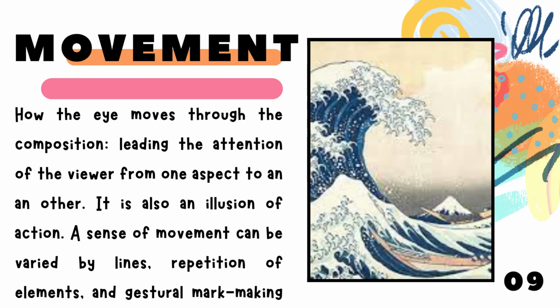Movement. Movement is how the eye moves through the composition, leading the attention of the viewer from one aspect to another. It's also an illusion of action, a sense of movement that can be varied by lines, repetition of elements, and gestural mark making.